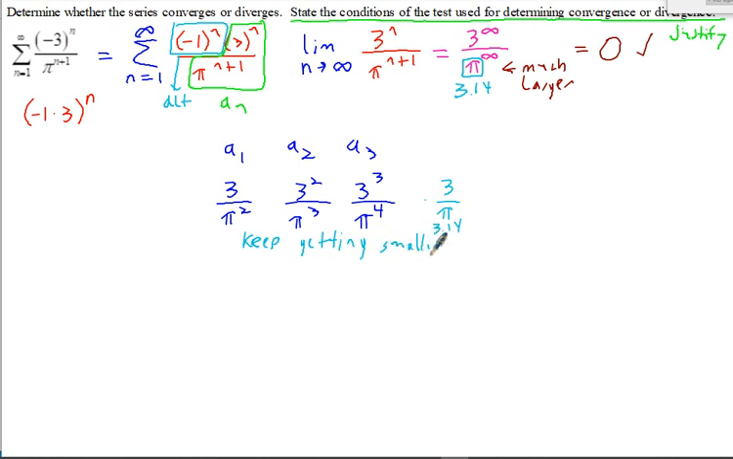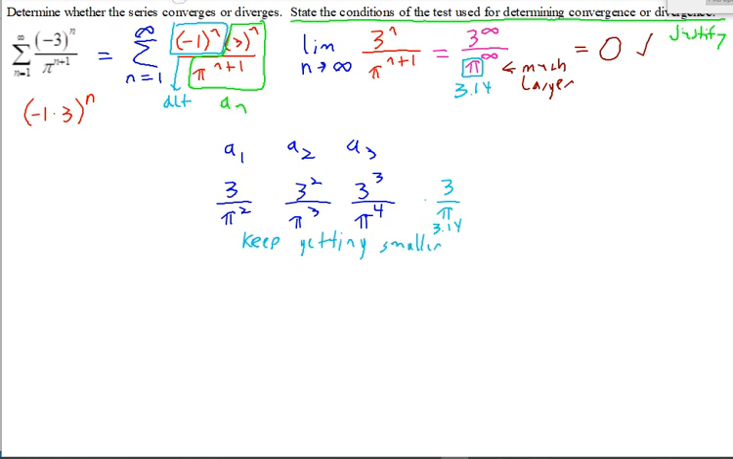And if they keep getting smaller, and the limit as n approaches infinity was 0, those are the 2 things that both have to be true for an alternating series to, in fact, converge. If either one of these were not true, if one of these terms got larger from the first to the second term, or the second to the third term, or this limit didn't equal 0, then it would diverge by the alternating series test.